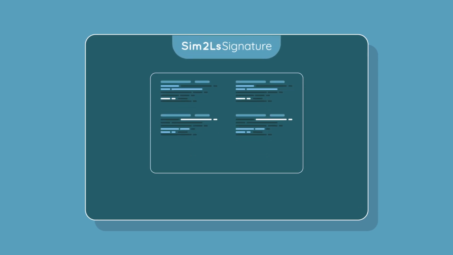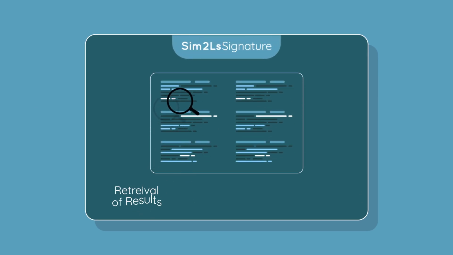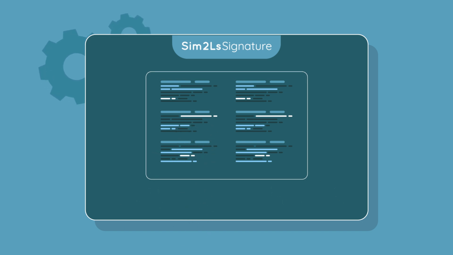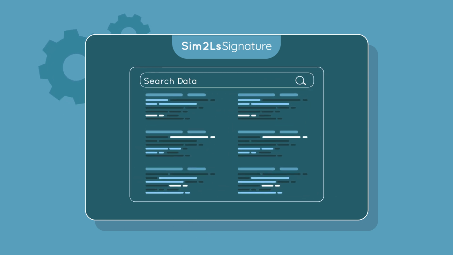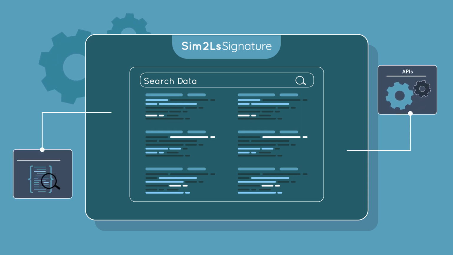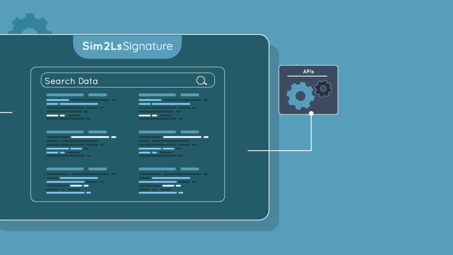Now let's talk FAIR. Not only can results be retrieved by a SimTools signature, but they also can be queried using any input or output. This means users can browse the results database based on the properties they care about. And thanks to machine-readable formats, programs can query the results database through an API, providing powerful and customizable search capabilities.